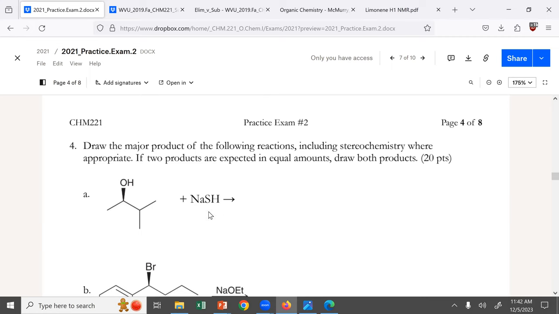And then section 4 is going to be the same reactions, where you just then, based on what you put on page 3, draw the products that will go with that and rank them.